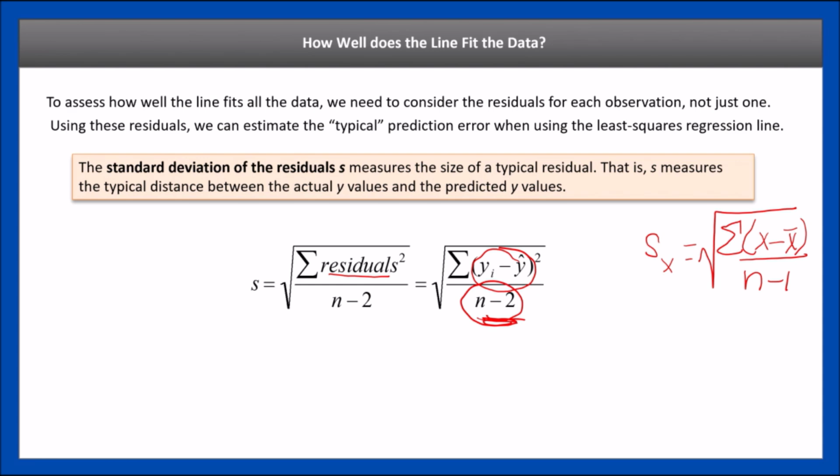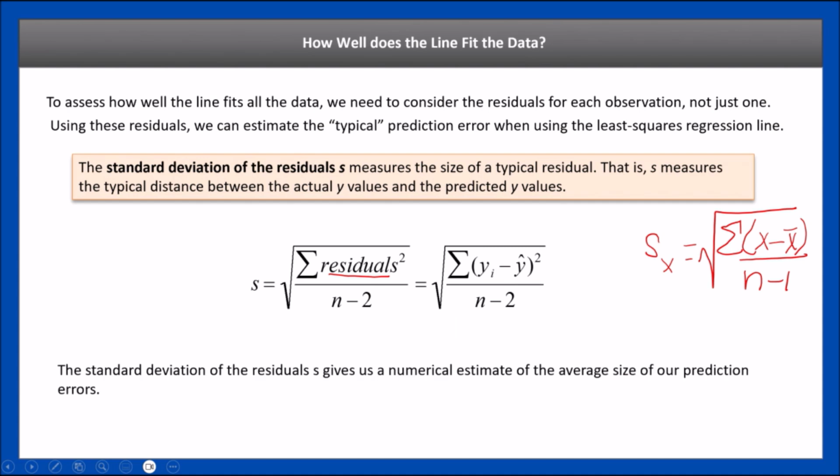The reason is that we're dealing with two variables, x and y. So you want to account for those two variables by subtracting 2 instead of 1 here, okay? So that's something to keep in mind. When you're doing standard deviation of residuals, just remember to divide by n minus 2 because of the two variables that we're dealing with. Now, the standard deviation of residuals gives us an estimate of the average size of our prediction errors. So that's how you would interpret it.